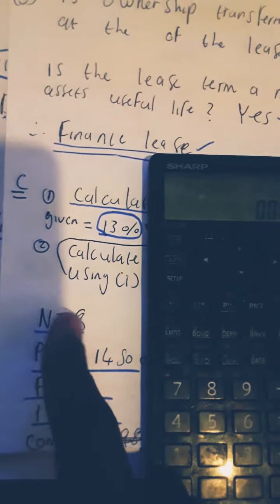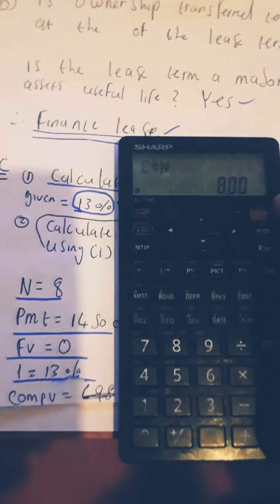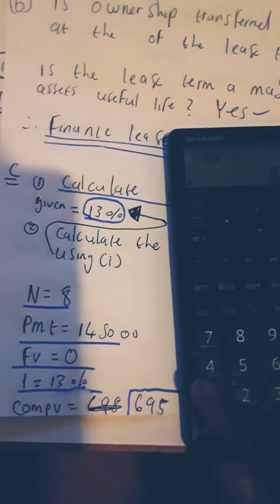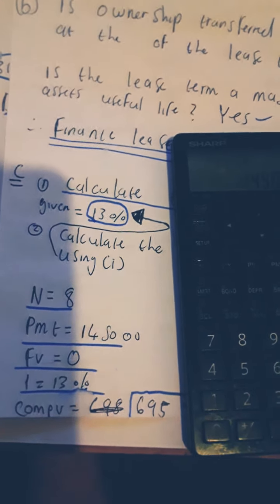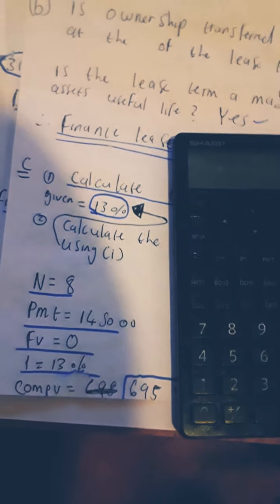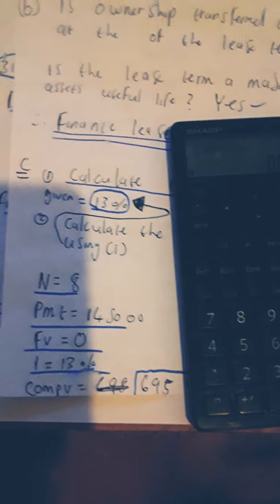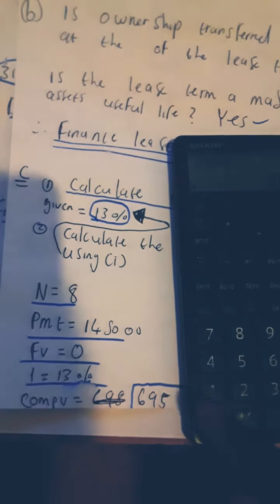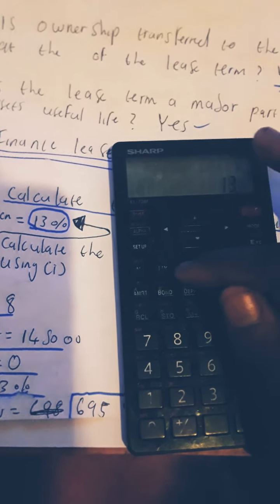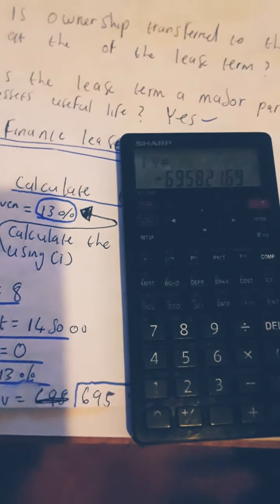So now we were given our number of years paid annually, so that's N. We are also given our payments at 145,000 PMT. Our future value here is 0, simply because there is no residual value which has been guaranteed here. And our implicit rate is 13%. And then you go IY. We have to compute that, and we get our present value for the lease.